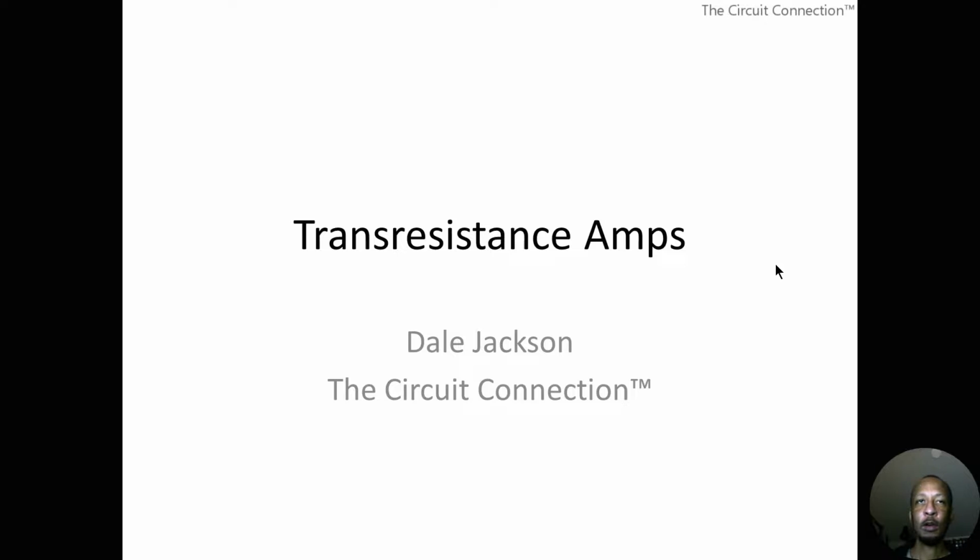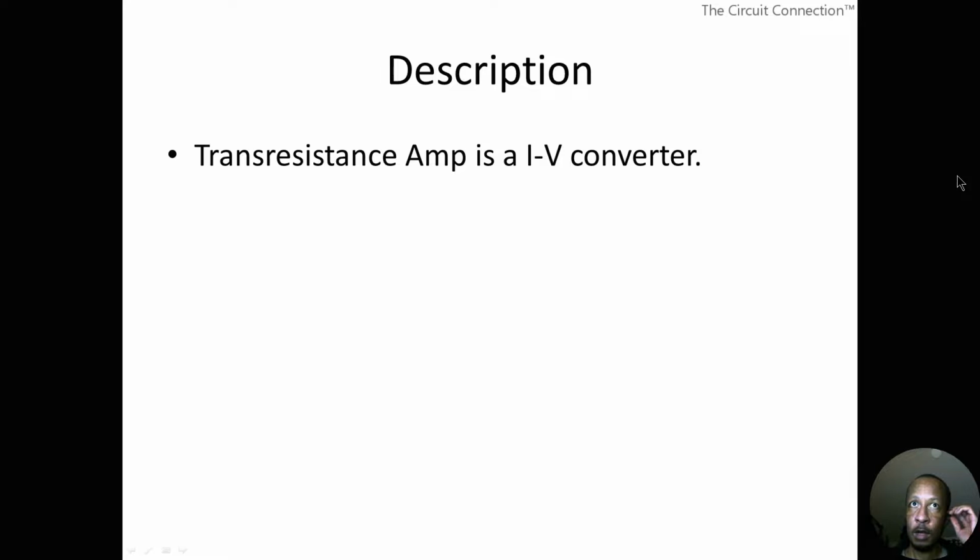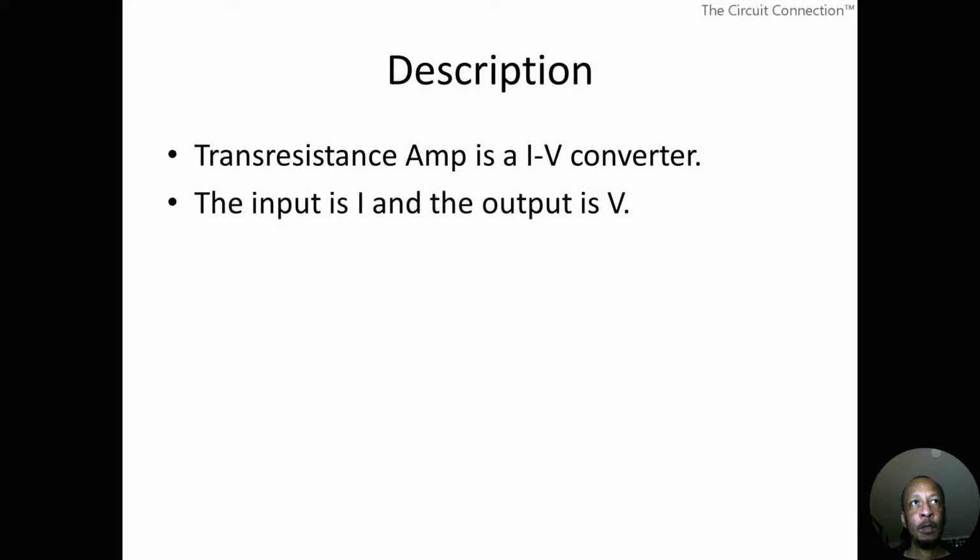Okay, so I'm going to be going over transresistance amps here. To start with, the description. Well, what is one? A transresistance amp is an IV converter. That means that the input is your current, which is I, and your output is V.